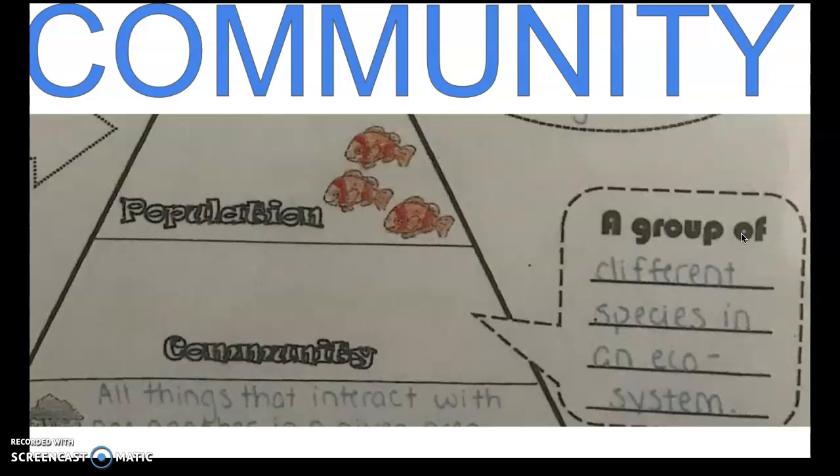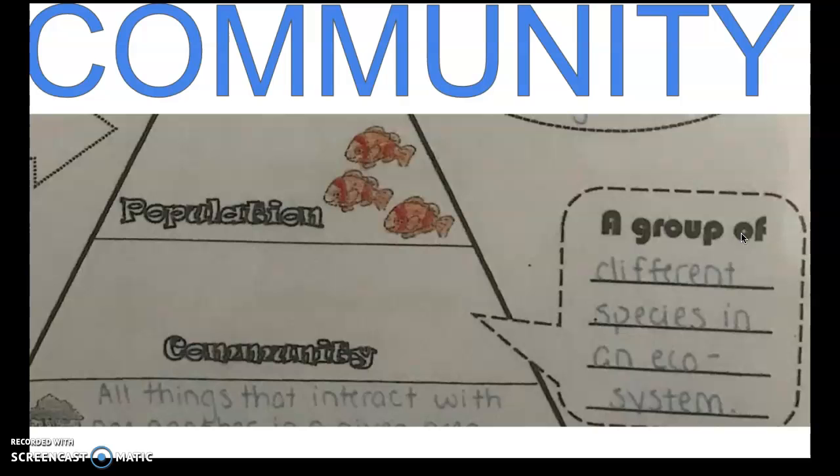Community is a group of different species in an ecosystem. The key here with community is that these are all living things. So now we're talking about multiple populations of species coexisting together. That's a community. Again, they're all living. So this would be like me, you, and Finn the flytrap. Or you, your guardians or parents, and your pets. That would be included.